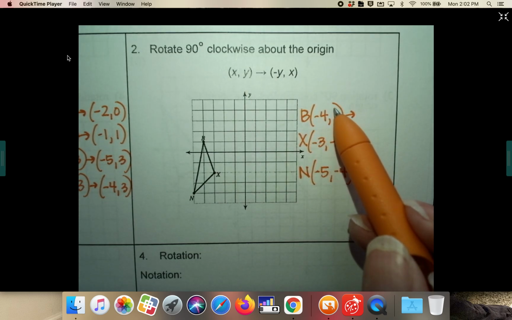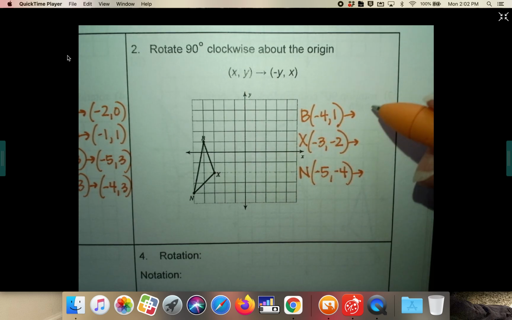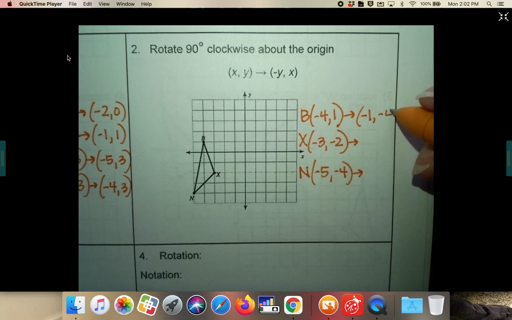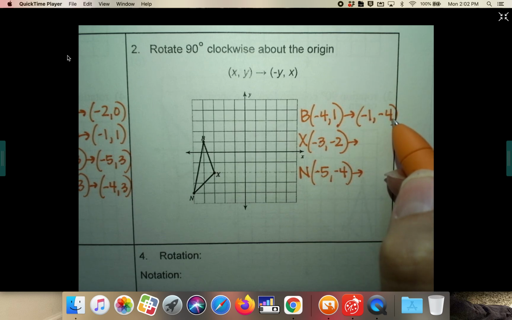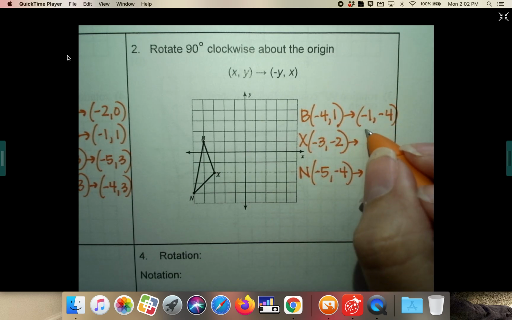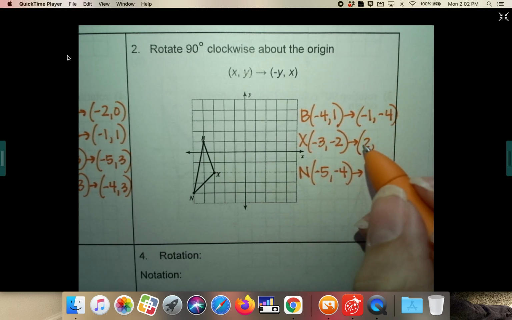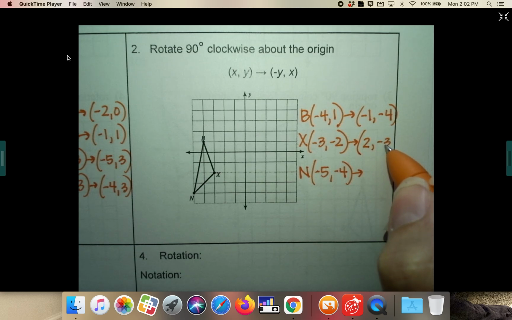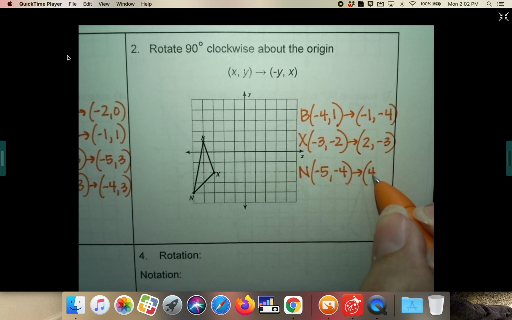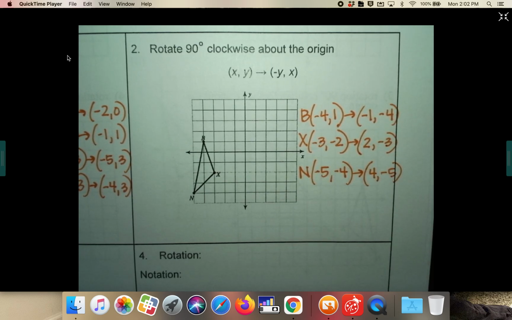So in this case, Y was +1. I'm going to write it as -1. And then that's going to stay -4. So the -4 flips spots, but it doesn't change to the opposite. Okay, so -2 is going to become opposite, so it's +2. But then -3 stays the same. -4 is going to become +4, but -5 stays the same, and I flip-flopped all their spots.